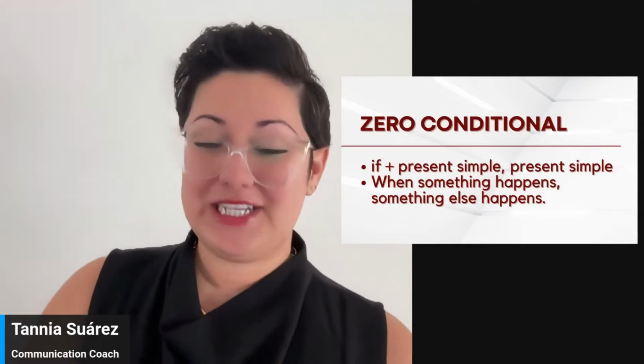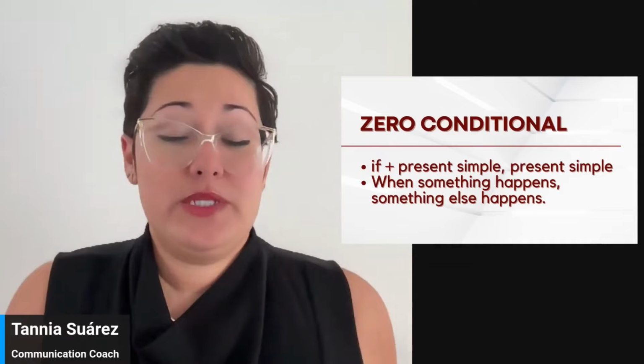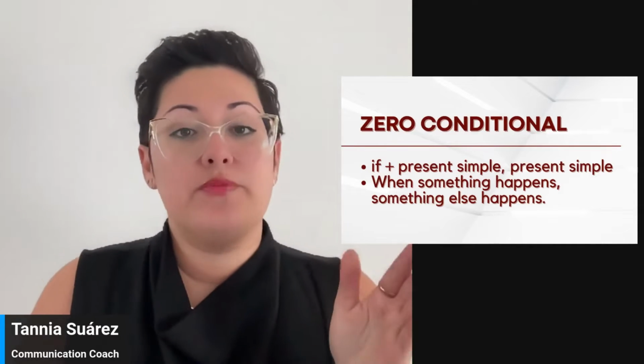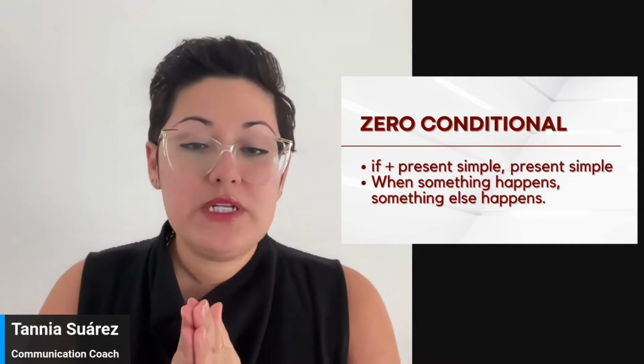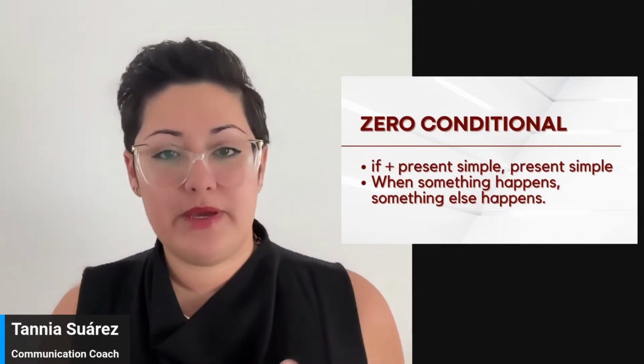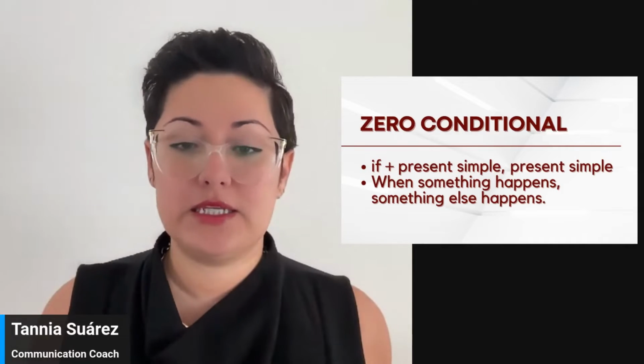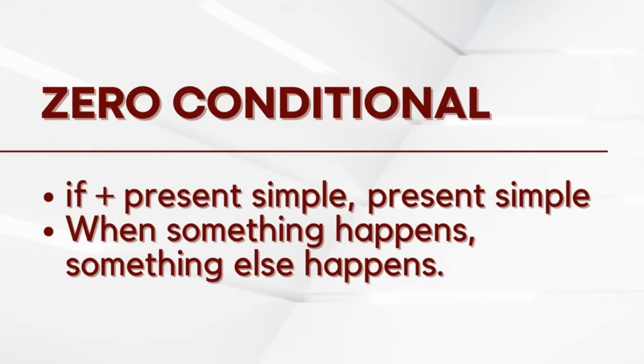Now, about the conditionals. I don't know why we start with zero. So there are four: zero, first, second, third. So for the zero conditional, this one's probably my favorite because I think it's the easiest to understand. Also, the grammar is pretty simple for it.